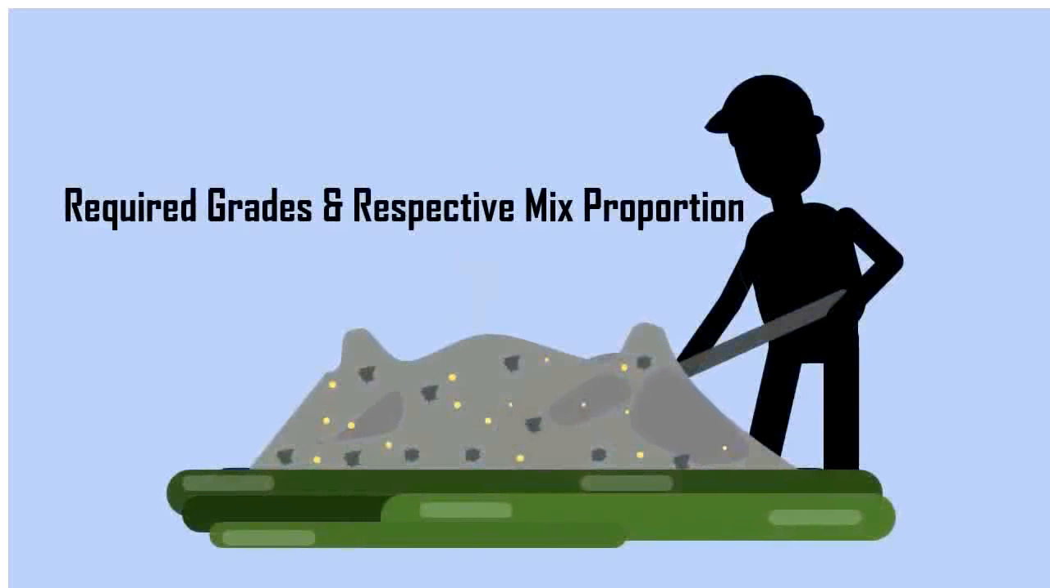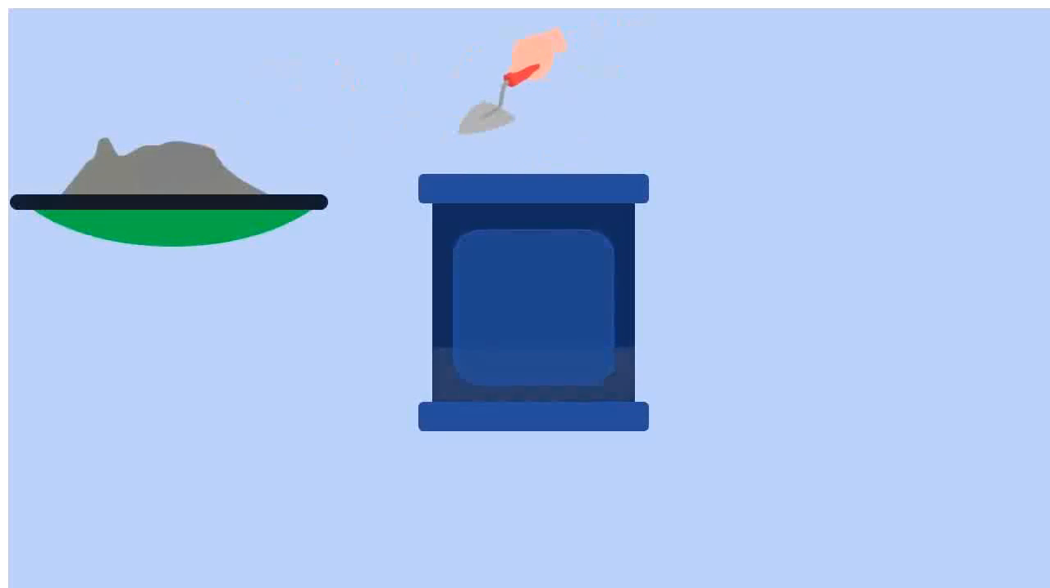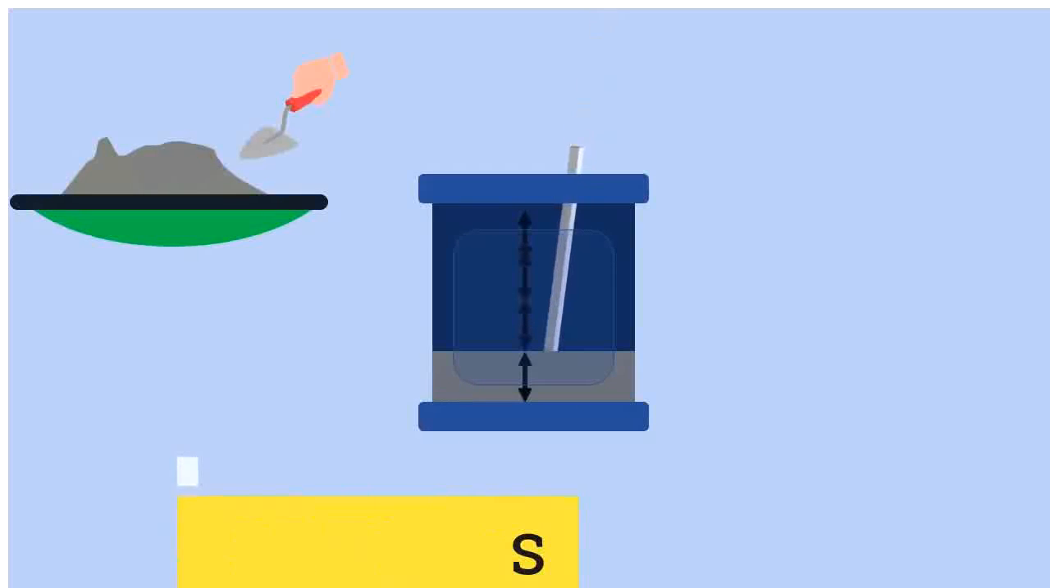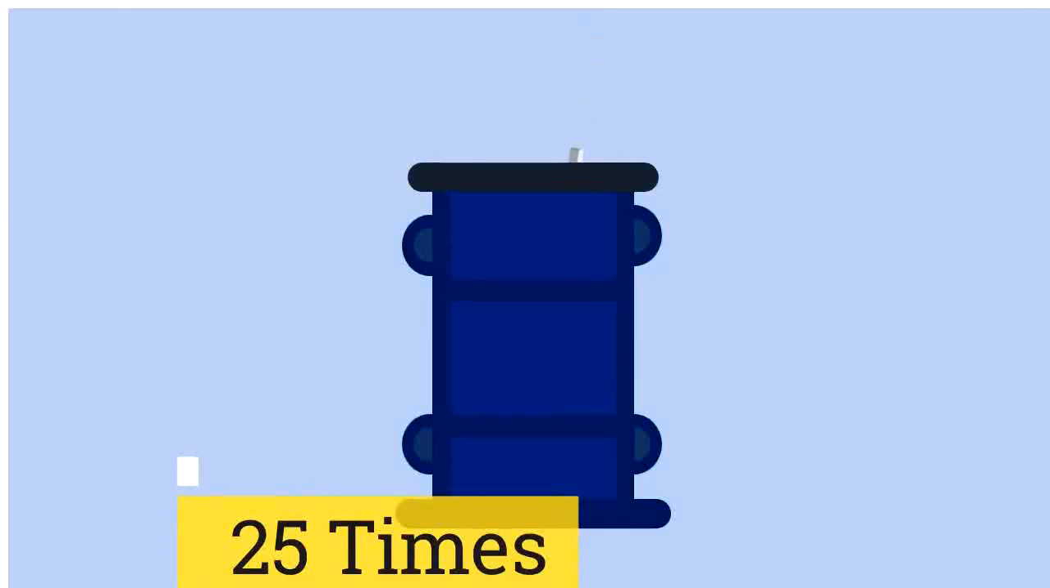Generally, the fresh concrete is prepared according to the required grades and respective mix proportions. Once the fresh concrete is prepared, the inner surface of the mold is greased in order to avoid sticking of concrete. The prepared fresh concrete is then filled inside the mold in 4 layers. After filling each layer, tamping should be done at least 25 times for the cylinder by a tamping rod. Once the mold is filled, the leveling of the top surface is done.